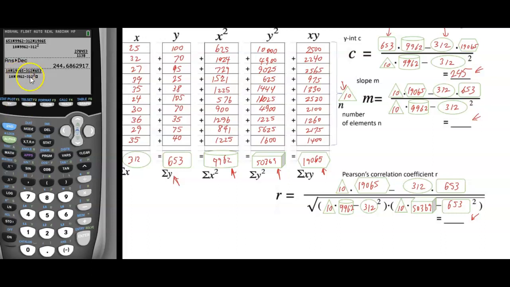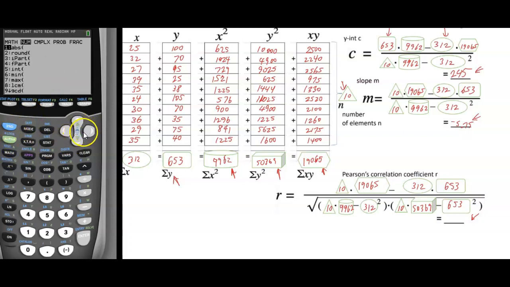Okay, I typed it in again, and then I'm going to go ahead and put the change to decimal symbol here, and then it'll automatically change it, and my slope is going to be negative 5.75, negative 5.75, okay? Finally, I'm going to do the Pearson's correlation coefficient. This is a big one with a square root sign, so I'm going to do this together with you here.